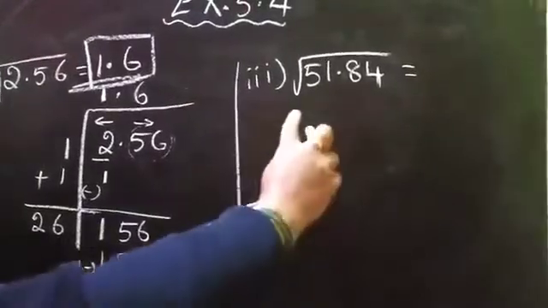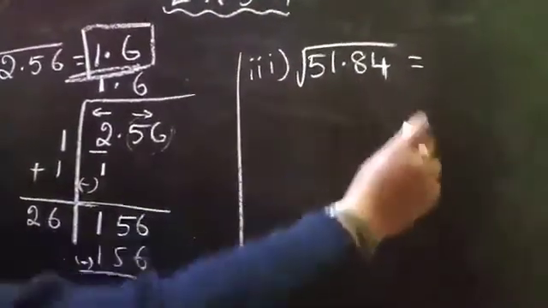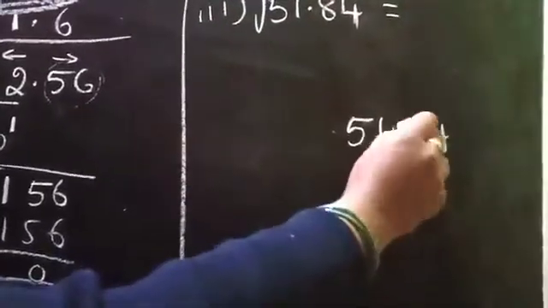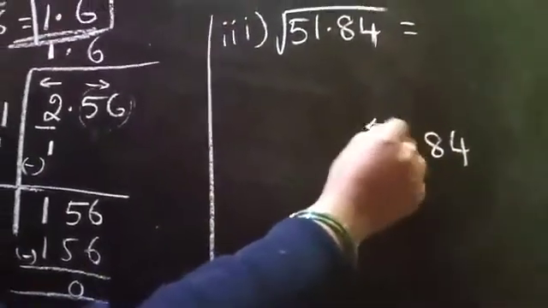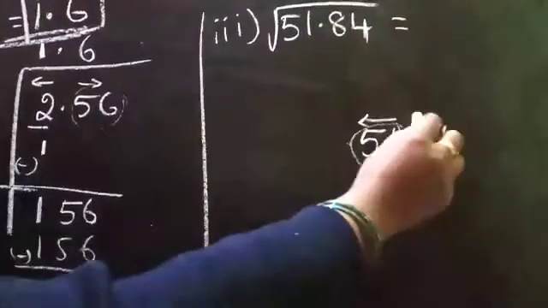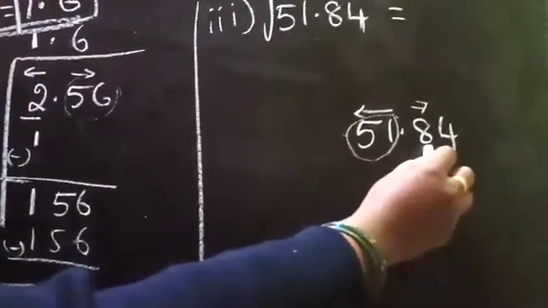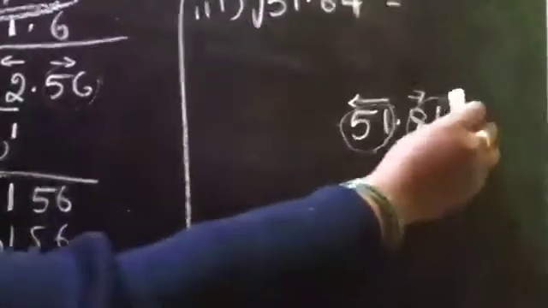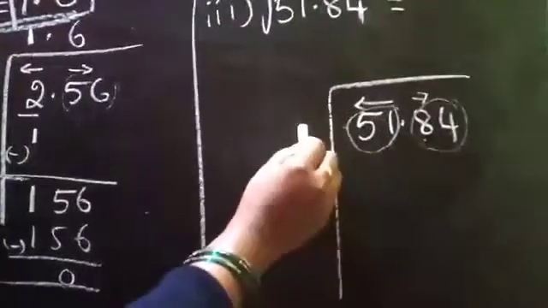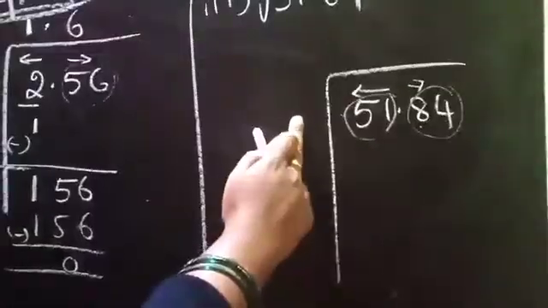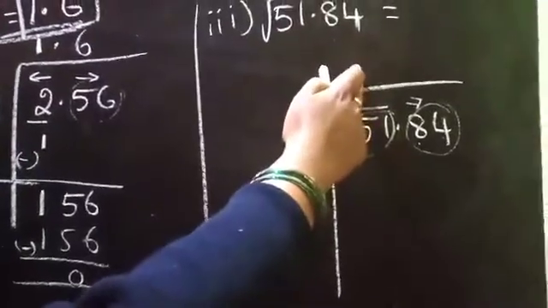Here the square root of 51.84 is there. So in the decimal part, the unit place and tens place form one group, that is, 1 by 10 and 1 by 100 is one group. Here we have 51 in the first group. So which number will we write? The same number we have to start right here also.